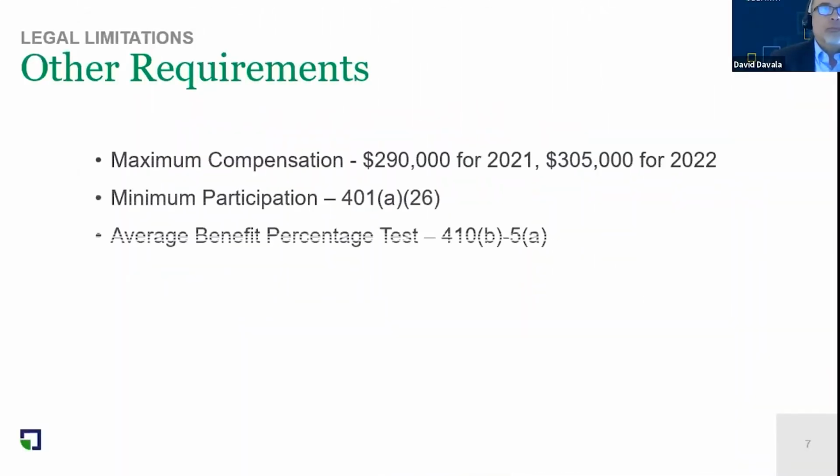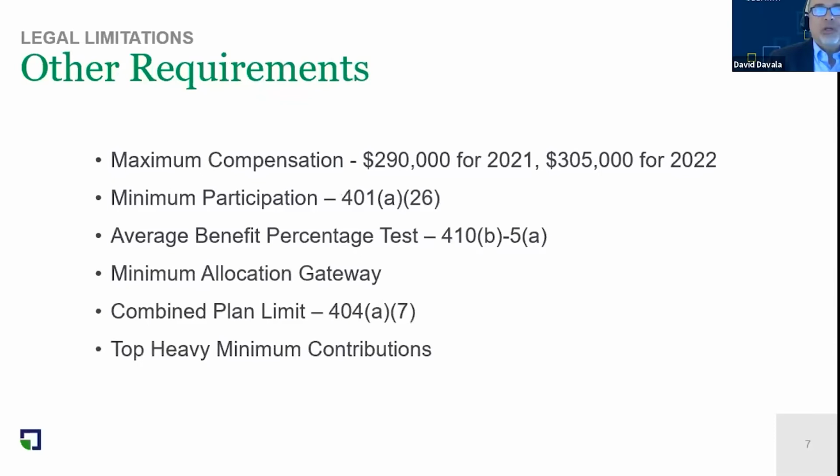Okay. Other requirements. I'm listing the maximum compensation again, like in the prior slide: 290,000 for 2021, 305,000 for 2022. This not only applies to the defined benefit plan, it also applies to the defined contribution plan.